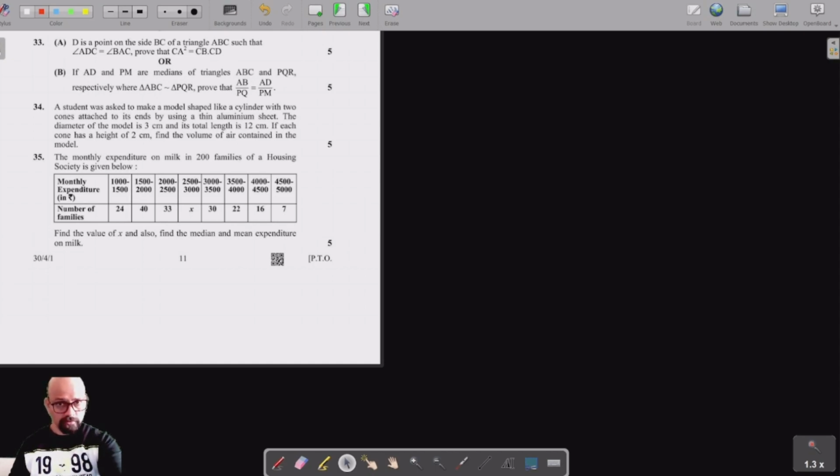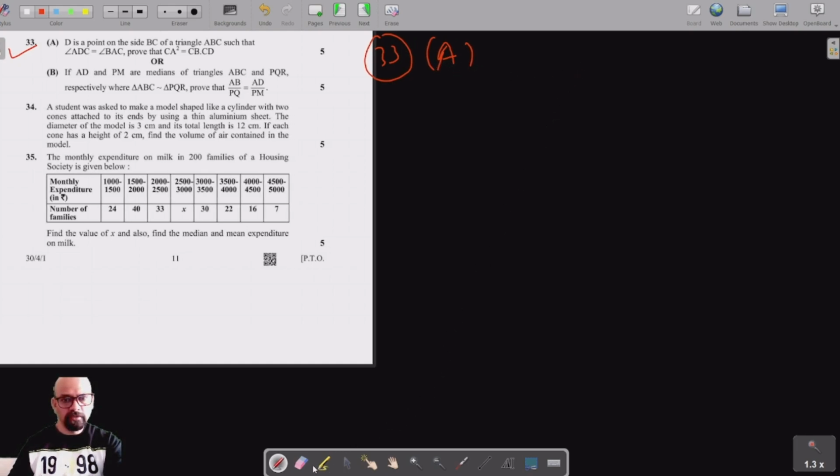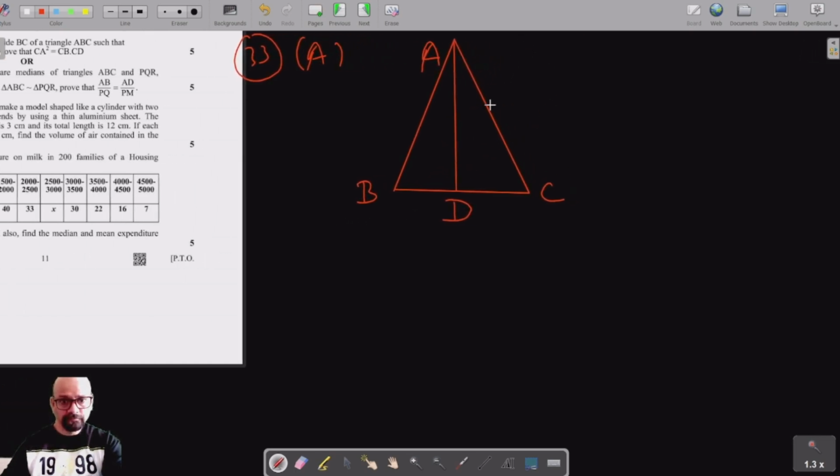Okay, for question number 33, part A, it's given that D is a point on side BC of triangle ABC. So we are doing question number 33, part A. And it's given that D is a point on side BC of triangle ABC. So let's say this is our triangle ABC, and D is a point on the side BC of triangle ABC such that, it's given.